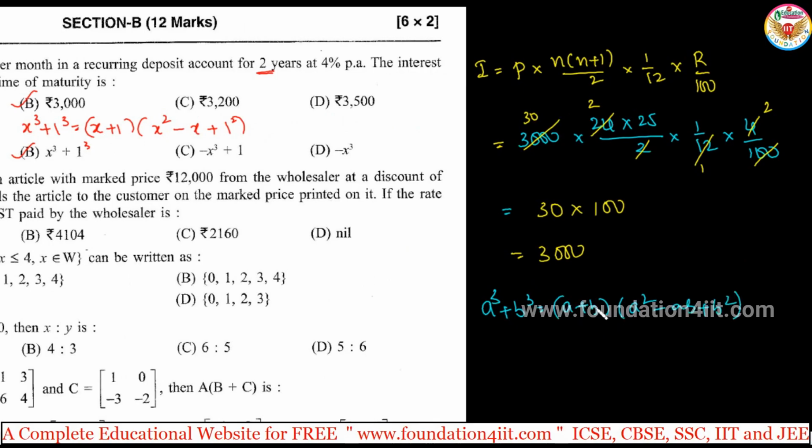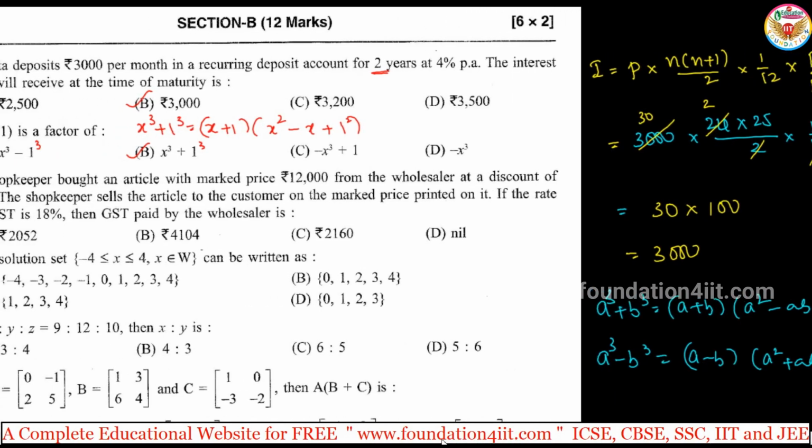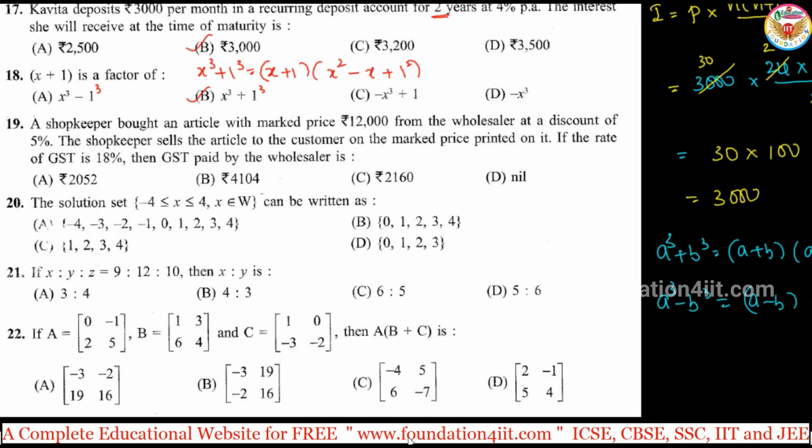That means a plus b is a factor of a cube plus b cube. Again a square minus ab plus b square is also a factor of this. And a cube minus b cube starts with a minus b, a square plus ab plus b square here. So minus no, it will be plus. So these two are the factors for this given. Same condition you can apply. Right. Next one.